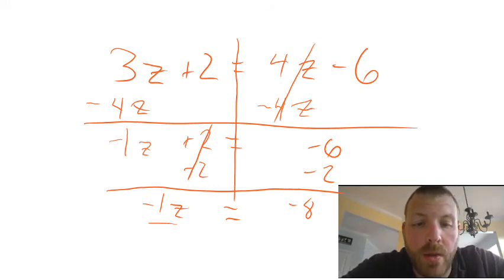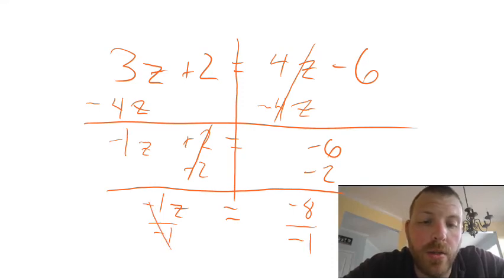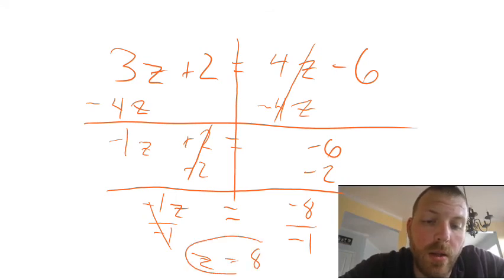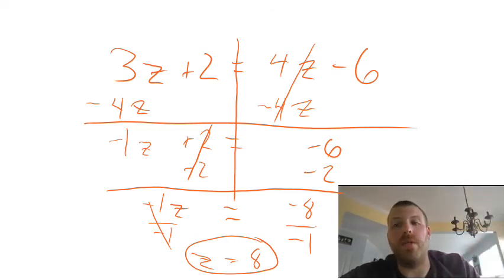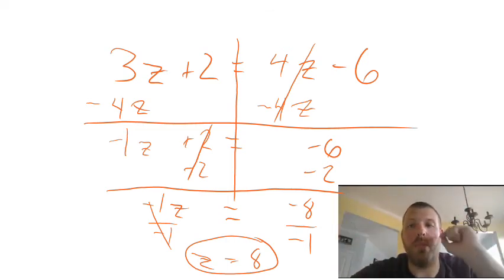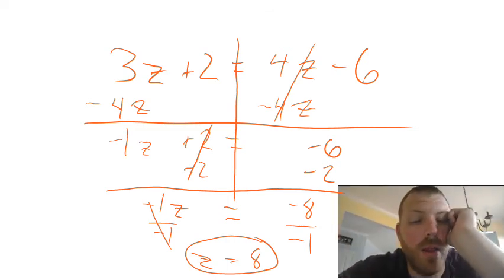Finally, one step, we divide. Since it's being multiplied, we have to divide. So we cross out our negative 1's. We create z equals 8. Now at any point in time, we can take that z and plug it back into the top and check and see if both sides of the equation are balanced. And if they are, then we'll be just fine.